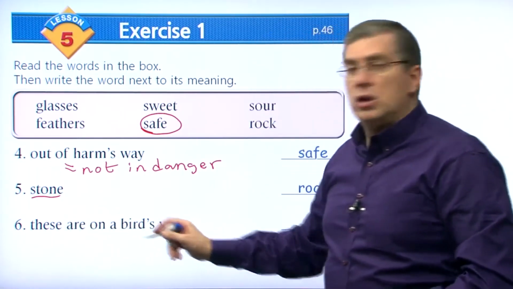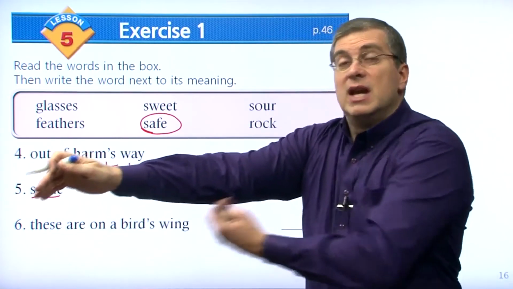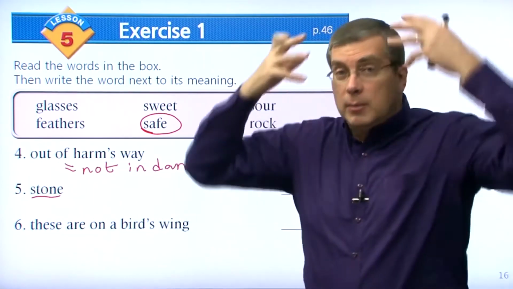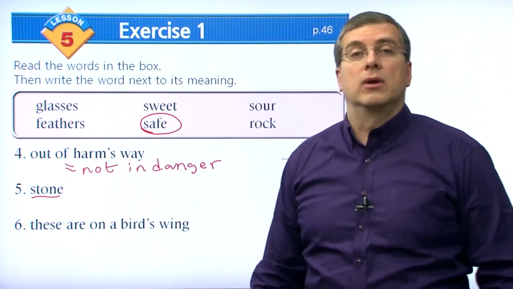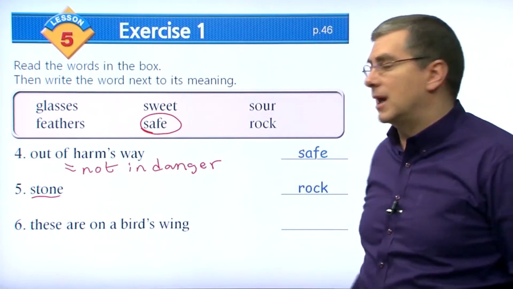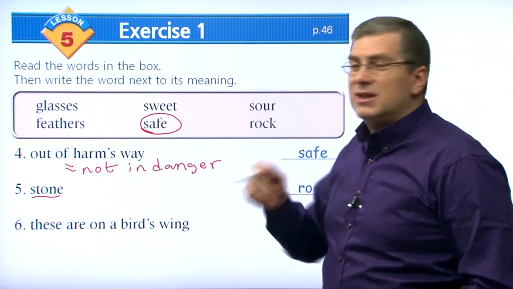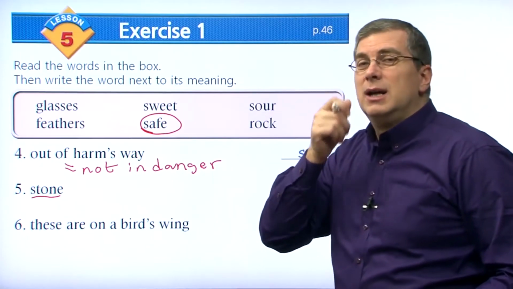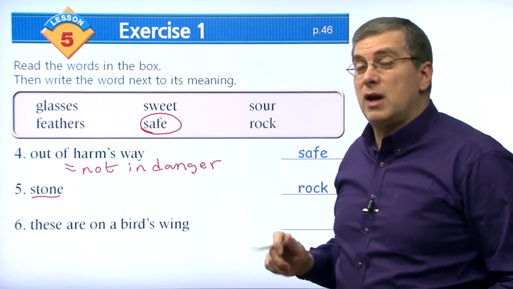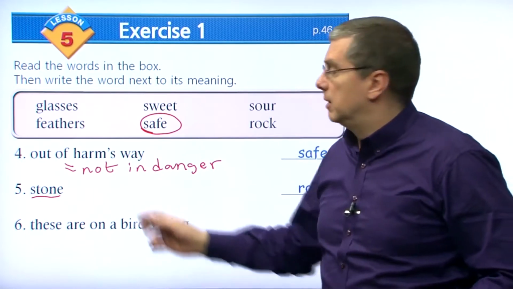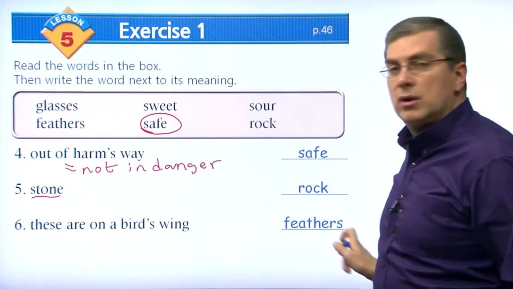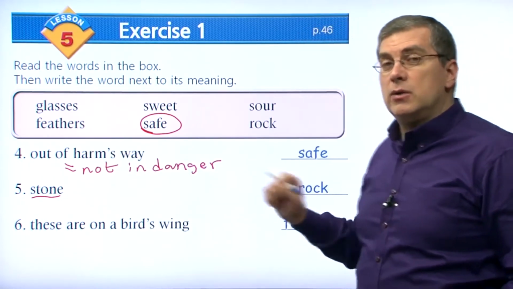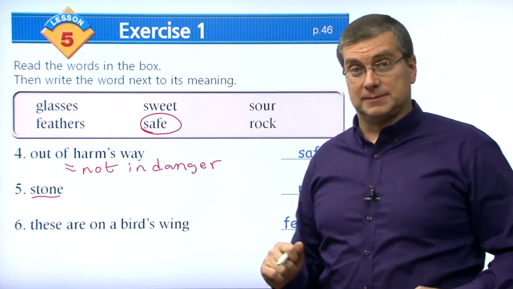Okay, number 6. These are on a bird's wing. So a bird has many of these. By the way, not just on the wing, but the bird has them all over their body, on their tail too, right? On a bird's wing, it's very soft. If you touch it against your skin, it's very soft. The bird has many feathers. Feathers. So those are our words for this unit.